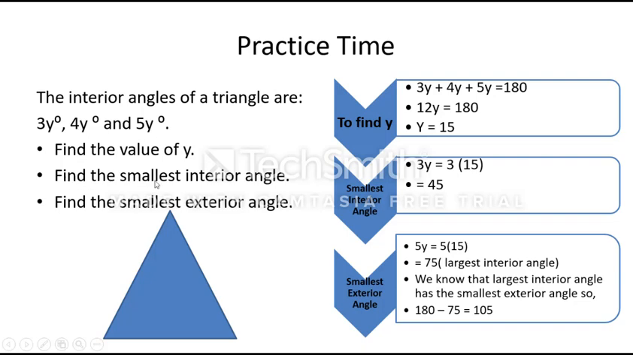But we have to find the smallest interior angle. So multiplication of 15 with 3 gives us 45 degrees, which is the smallest interior angle of this triangle. Now we have to find the smallest exterior angle, and for that we know that the largest interior angle has the smallest exterior angle, and the largest interior angle of this triangle is 5y degrees, which equals 75 degrees. So when we subtracted 75 from 180 degrees, we get 105 degrees, which is the smallest exterior angle of the given triangle.